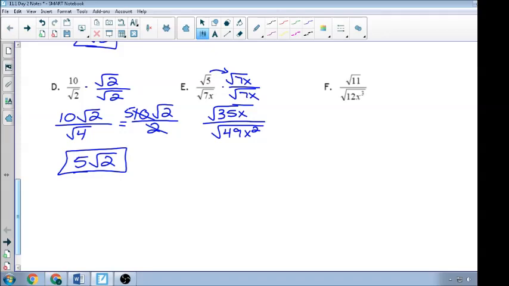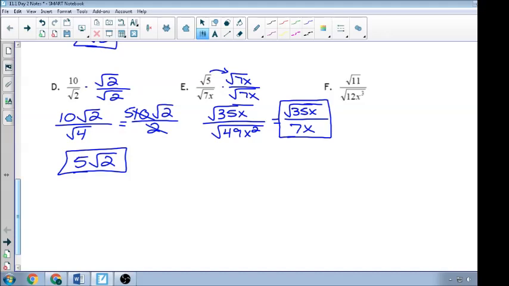Since 49x squared is a perfect square, I can go ahead and evaluate that. So 35x over the square root of 49 is 7. Square root of x squared is x, and I would actually be done because 35x is inside of a square root, 7x is not, so none of those pieces can be simplified with one another.